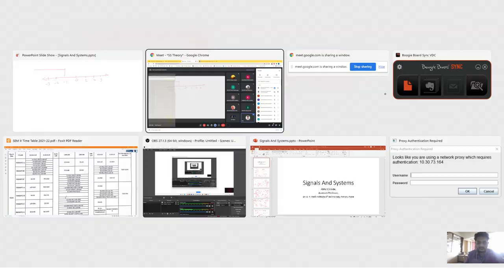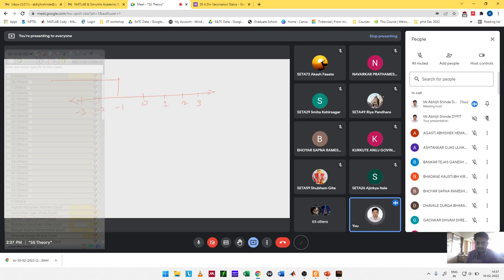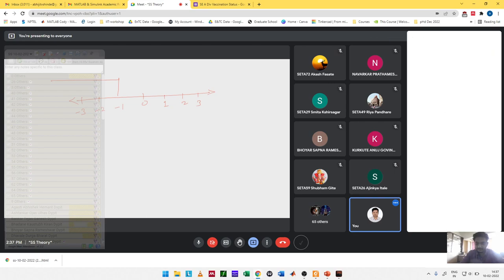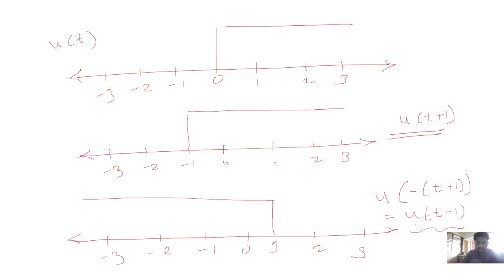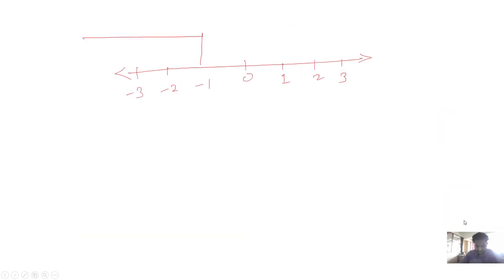So what will be the equation for this? Can anyone help me now? Whenever it was this signal, we were subtracting 1. What about this one? Minus t plus 1, adding 1. u of minus t plus 1, right? You need to understand how to represent it. That is one of the important things.